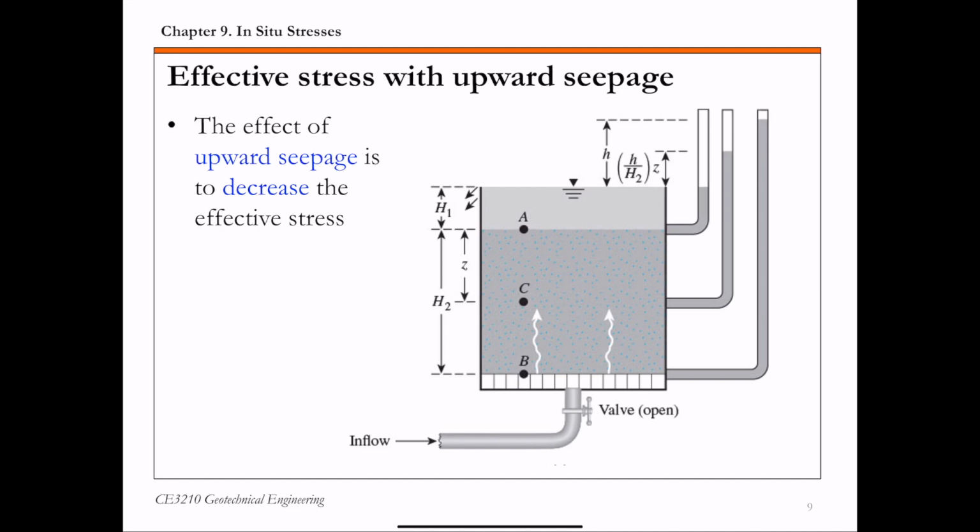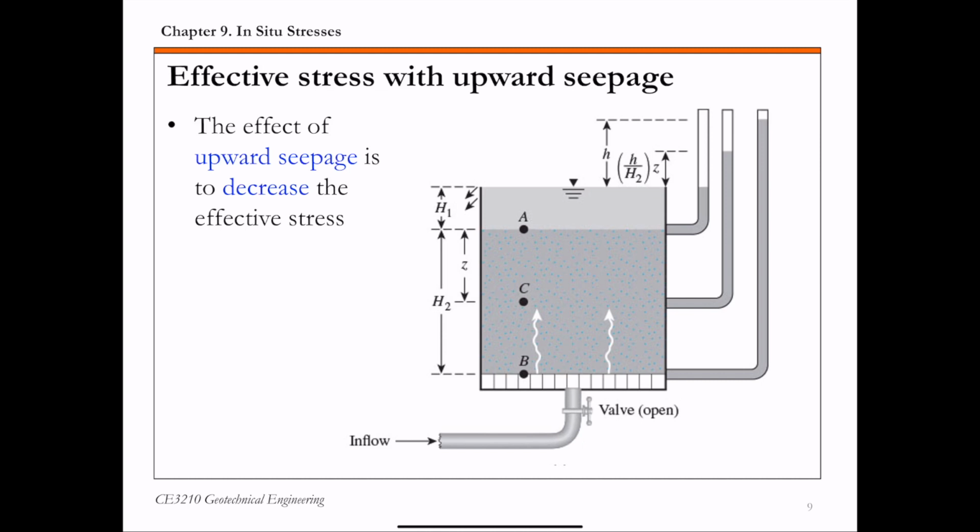The effective stress calculation we have talked about is for the static case, meaning there is no flow of water through the soil mass. If, however, the water is seeping through the soil, the effective stress will be different from the one for the static case. Depending on the direction of the seepage, effective stress may increase or decrease.